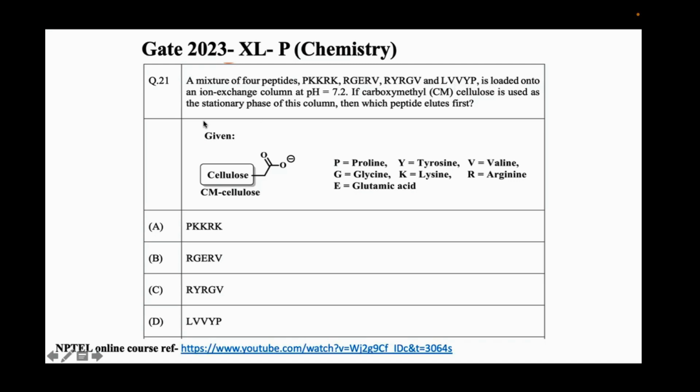All these 4 peptides are loaded onto an ion exchange column at pH 7.2. If carboxymethyl cellulose, this is the structure of carboxymethyl cellulose, is used as the stationary phase of this column, which peptide will elute first? So, as you can see, carboxymethyl cellulose is negatively charged. So any species which has a higher positive charge will bind to this column and it will elute last. For this, we need to determine the overall charge on all these peptides.